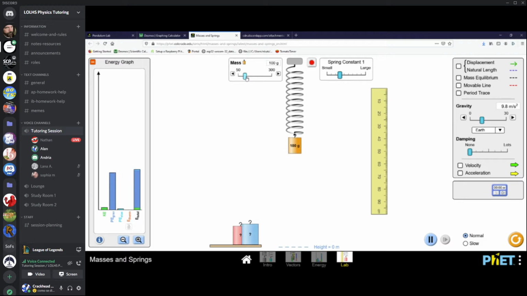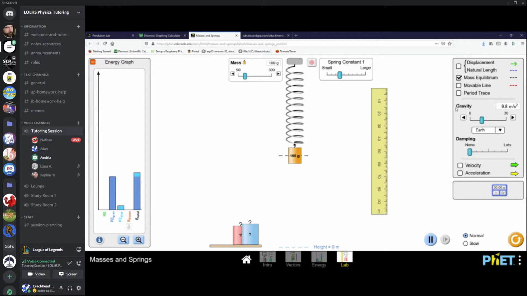Wait, what? So you would put like 100 for what I have here, right? Yeah. Oh, you can make it bigger. Yeah, there's a slider at the top, so you hit 100, for example. You'd hit stop so that it goes into its displaced position, or you can check mass equilibrium if you want.